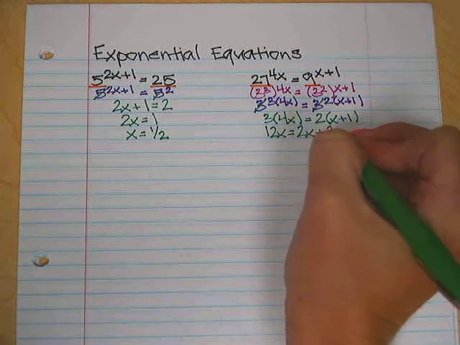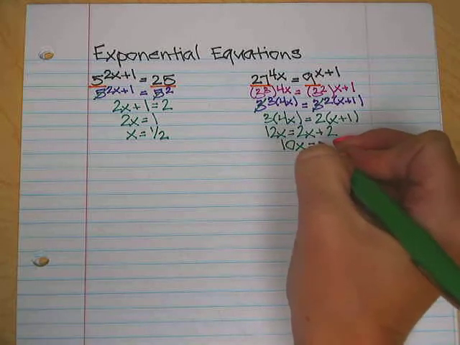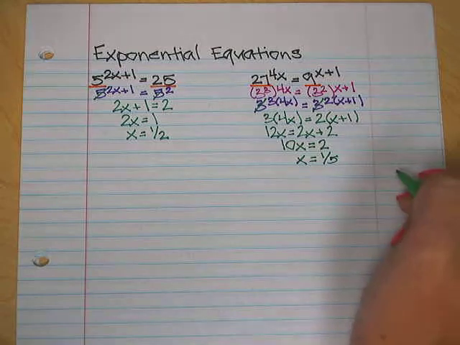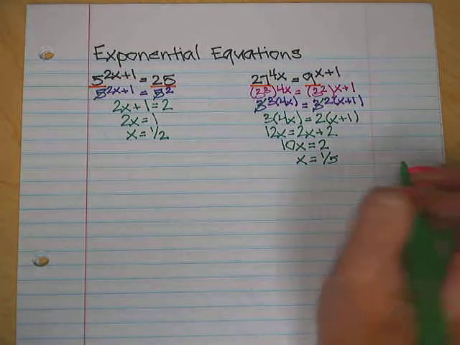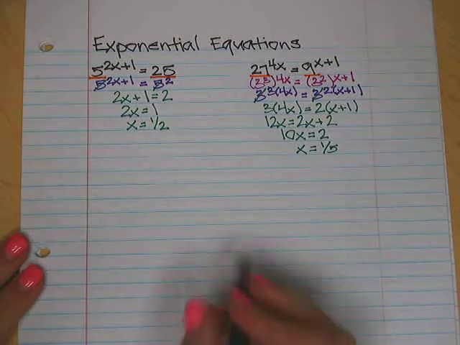So 12x is 2x plus 2. So subtracting 2x from both sides, 10x is 2. So x is 2/10 or 1/5.